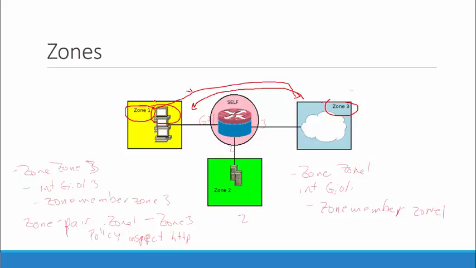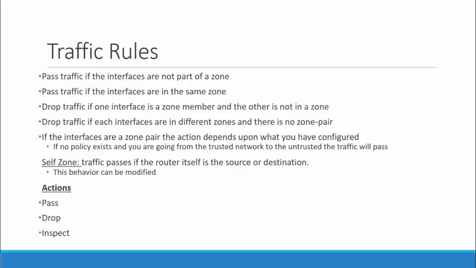Let's look specifically at some of the pass and drop rules. So the traffic rules for zones are, we're going to pass the traffic if the interfaces are not part of a zone. So if we created zones but we didn't put any interfaces in them, the traffic is just going to pass amongst them. In a sense, it's almost like they're part of the same non-existent zone, so they're part of nothing. We're going to pass traffic if the interfaces are in the same zone. So if I put 2 interfaces in zone 1, traffic will be allowed to pass between both those interfaces.